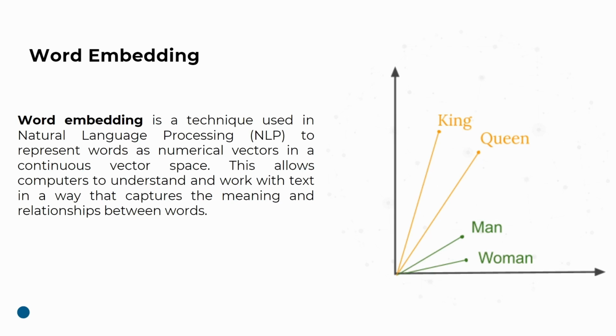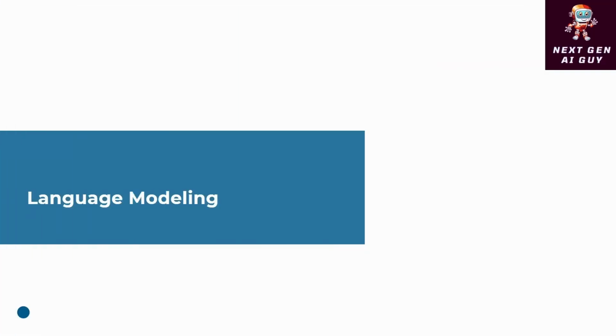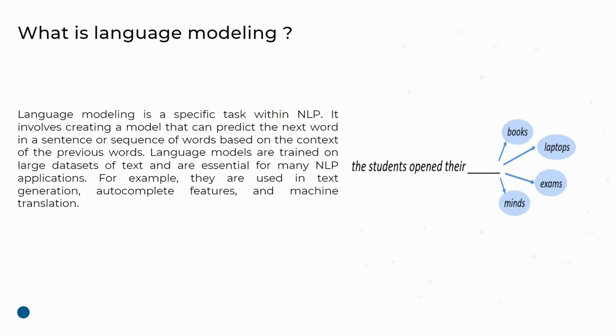So next we will cover language modeling, what exactly language modeling is, and what techniques we can apply to build a language model. Language modeling is a specific task within NLP. It involves creating a model that can predict the next word in a sentence based on the context of the previous words. These are trained on a large dataset. For example, they are used in text generation, autocomplete features, and machine translation. For example, whenever you are writing an email, you get a suggestion of the next word you should write. That we can do with the help of language modeling.